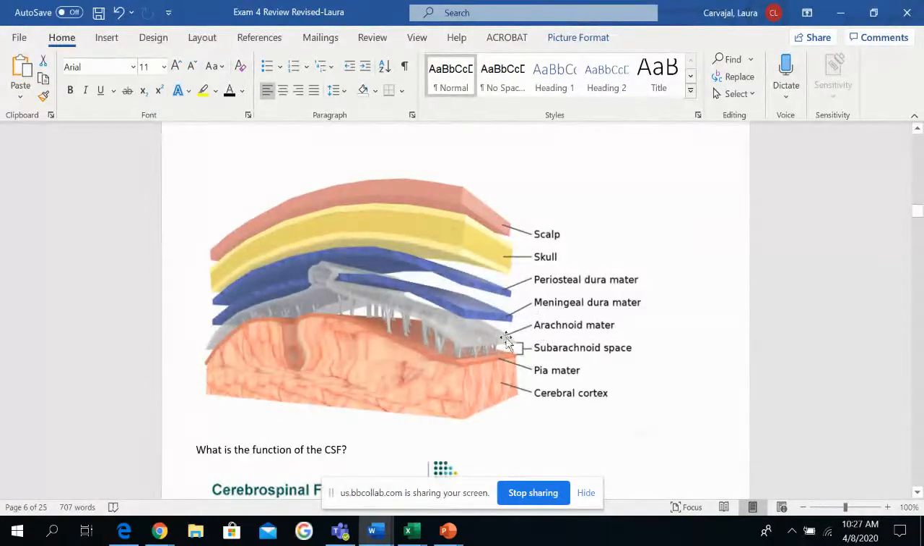Then we have the arachnoid mater, which is this thin gray sheet right here. We have the subarachnoid space, which is where all the blood vessels live, which is this right here. And lastly, we have the pia mater, which is a very thin layer that lines the entire cerebral cortex.